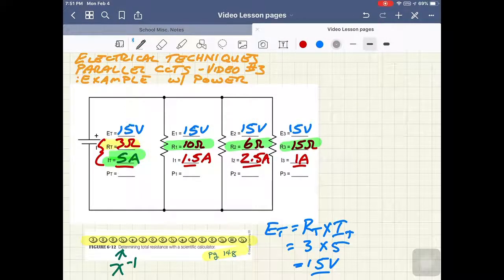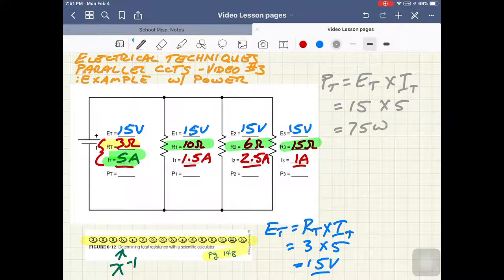Okay, power is one of the easiest formulas, ET times IT. So let's do the PT. We got 15 volts times 5 amps gives us 75 watts in total. Plug that in. Okay, and we can go ahead and do each of the other circuits.